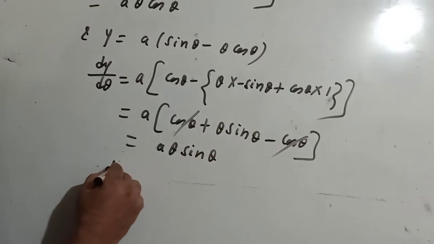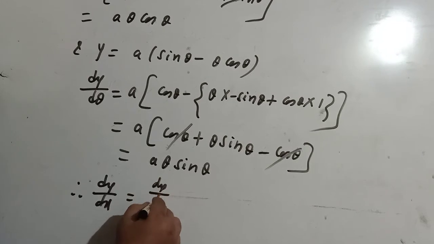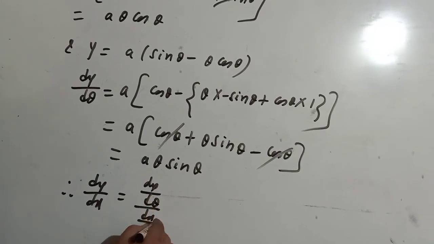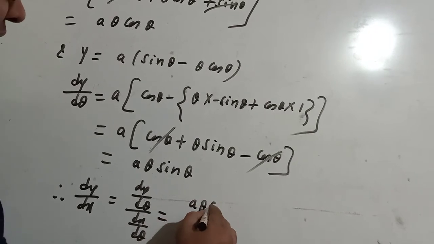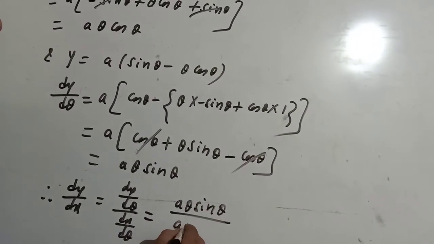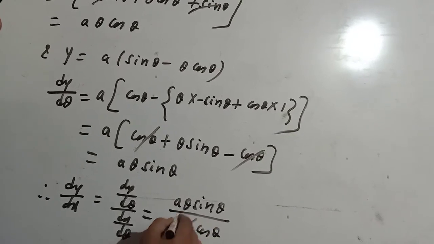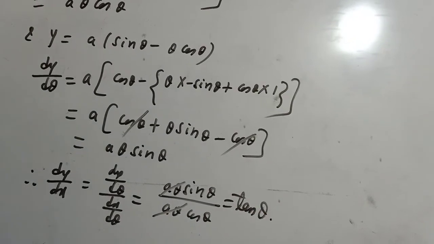So what is dy by dx? dy by dx is dy by d theta upon dx by d theta. dy by d theta is a theta sin theta, and this is a theta cos theta. A theta cancelled. So this is tan theta. dy by dx is tan theta.